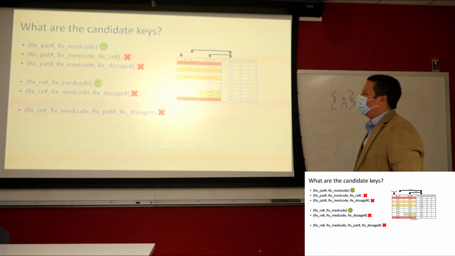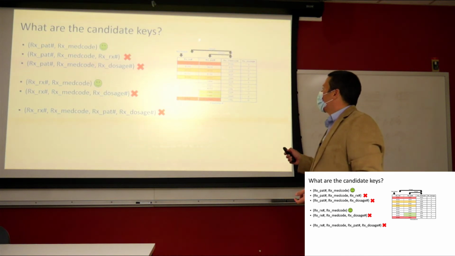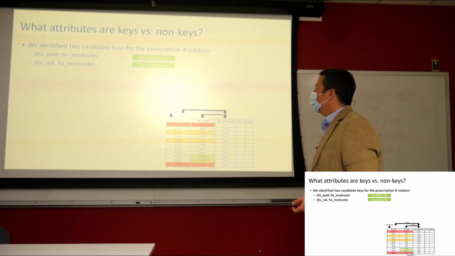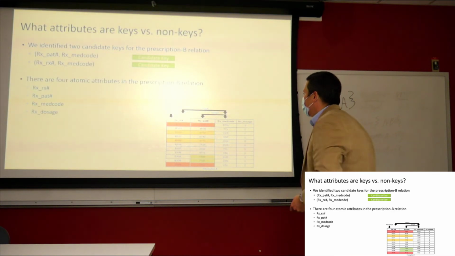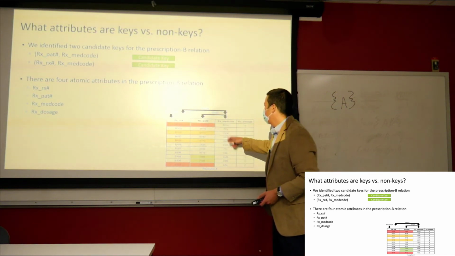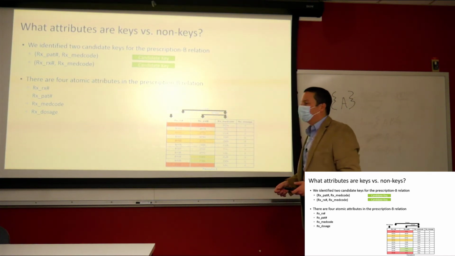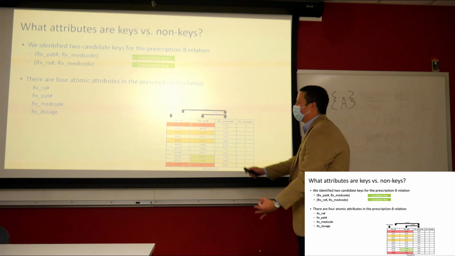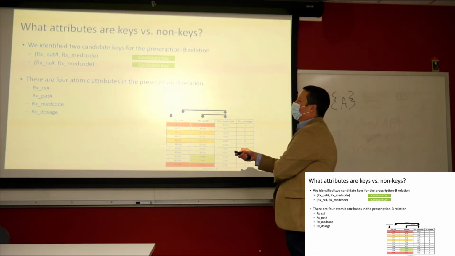So we've identified these 2 candidate keys, prescription number med code and patient number med code. Now we have the 4 atomic attributes that make up the relation: prescription number, patient number, med code, and dosage. And again, they're going to be one and only one of these 3 things, either a candidate key attribute, a key attribute, or a non-key attribute. In this new situation, what of those 3 things is prescription number?